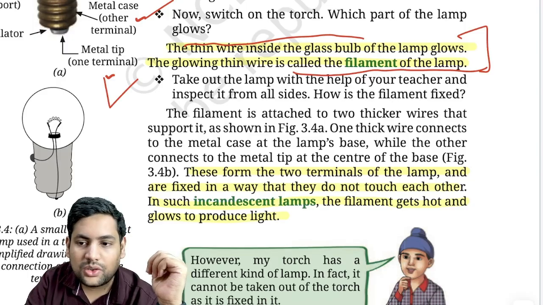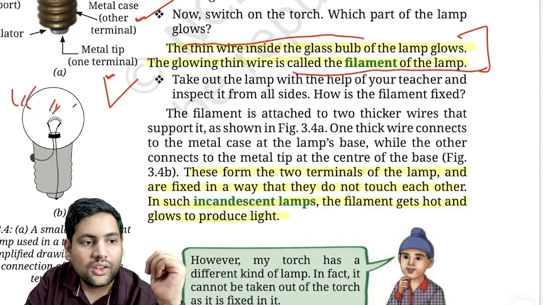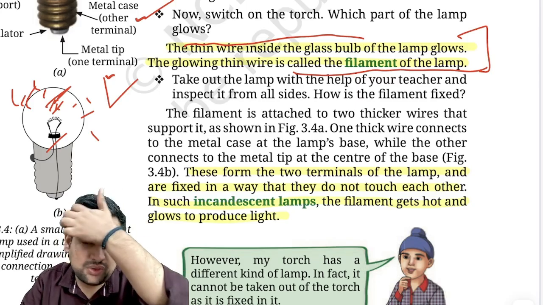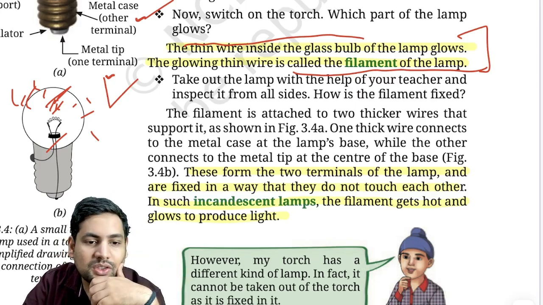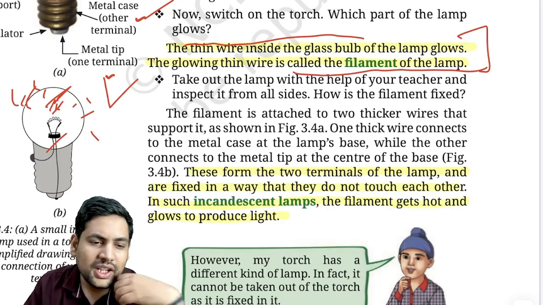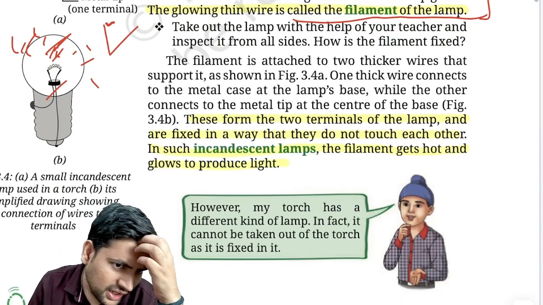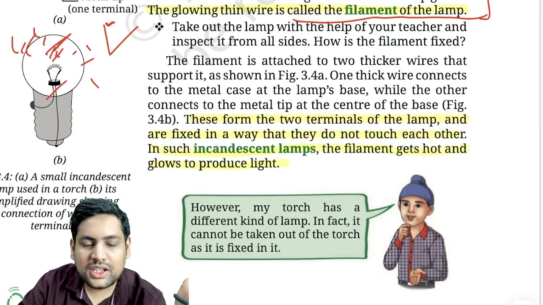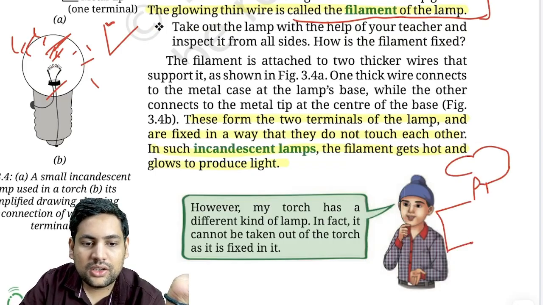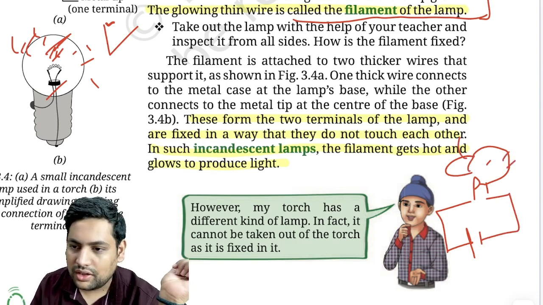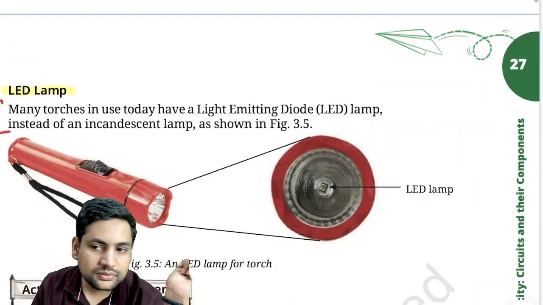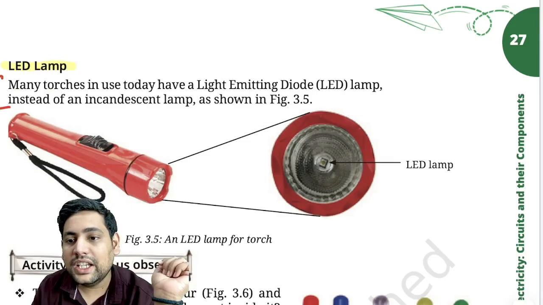Now that glowing is made even better by the bulb that is around it. And this is how a normal bulb used to work. Here the terminals are not fixed. So basically you just take this bulb and connect it to a battery and it will start glowing. Understood? But you have something known as LED lamps also.